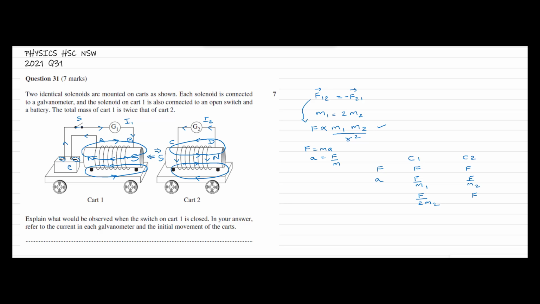So which one is bigger? Obviously, as you see, the acceleration experienced by the cart 2 will be twice the acceleration experienced by cart 1. So in a given amount of time, the cart 2 would have gone twice the distance away from C1 as C1 would have gone away from C2.